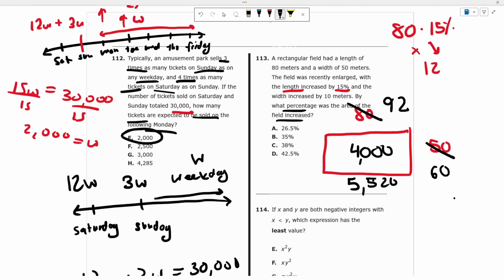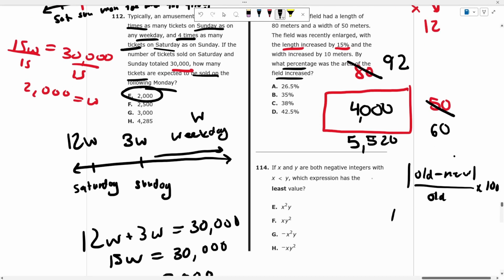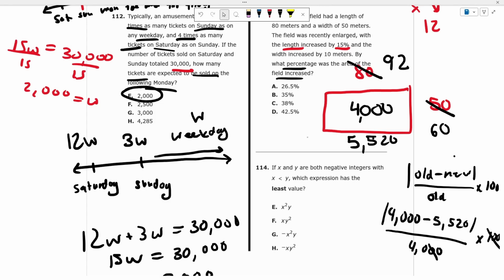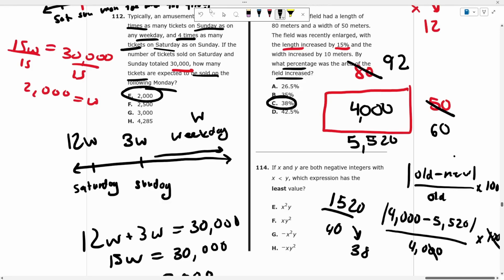Now percent change is equal to the absolute value of old minus new divided by our old, times 100. So in this case, our previous area was 4,000, minus our new area, which was 5,520. We take the absolute value, so we can't get a negative answer, divided by our old, which was 4,000. And we're multiplying everything by 100, so in reality you're only dividing by 40. So if you do the math, you take the absolute value of this, you get 1,520, and you're dividing it by 40, which is going to give you 38, or 38%, which is choice C.